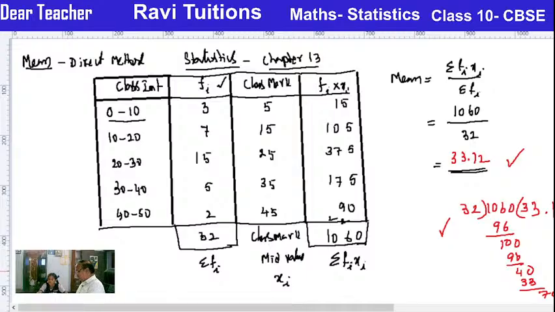So this question is exercise 13.1 question number 1, mean. Question number 2 is also mean, question number 3 also mean. So he did not mention which method. You have to do it. So any method you can do it. There is one more method. That method also I am going to teach you.